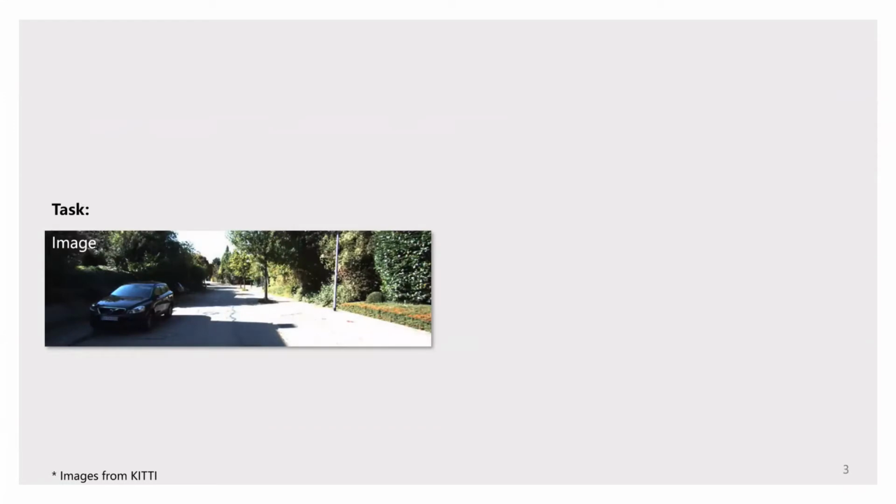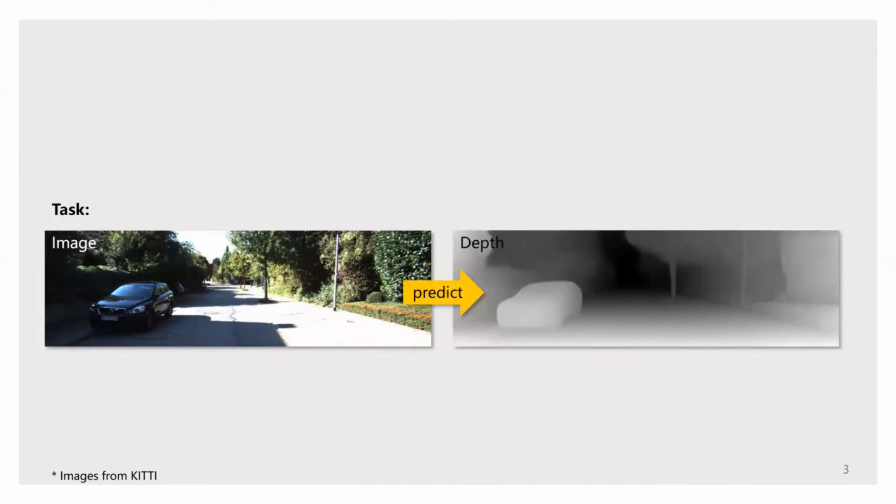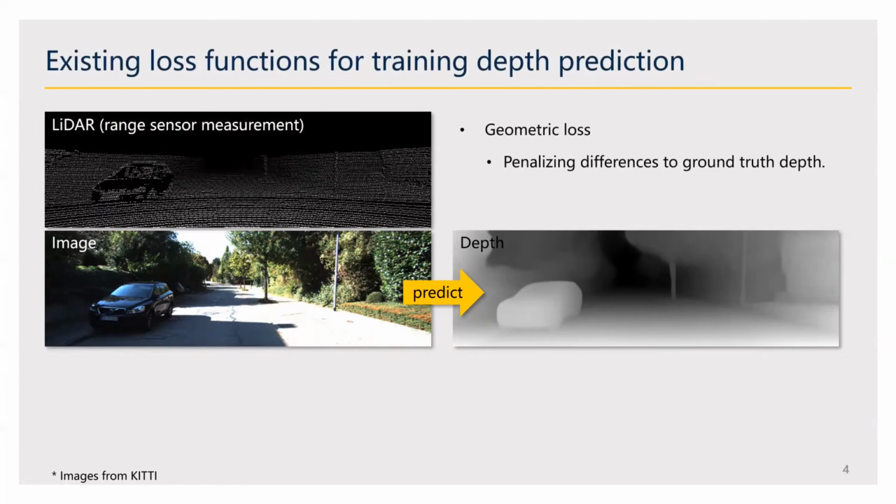The task we're interested in is monocular depth prediction. Given an image, we want to predict the depth or range of each pixel. There are mainly two types of loss functions when training a depth prediction network.